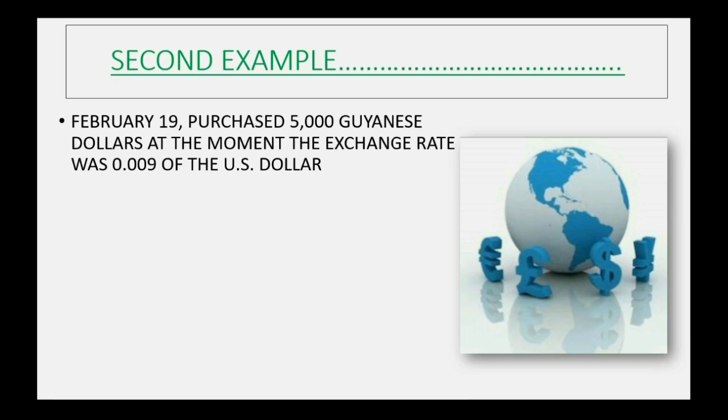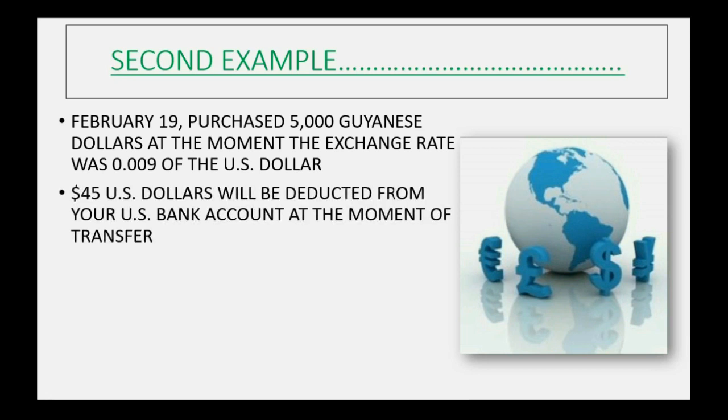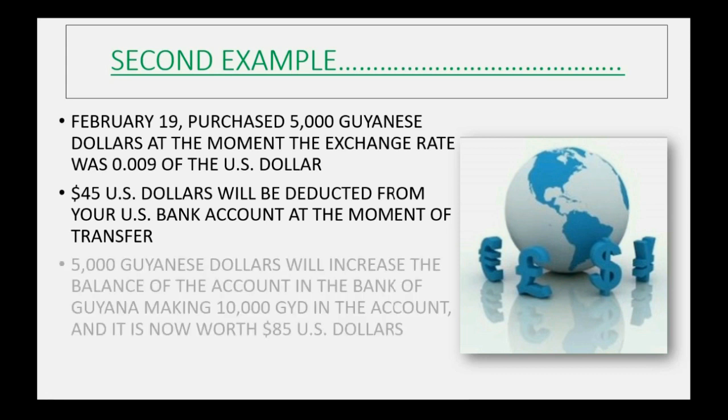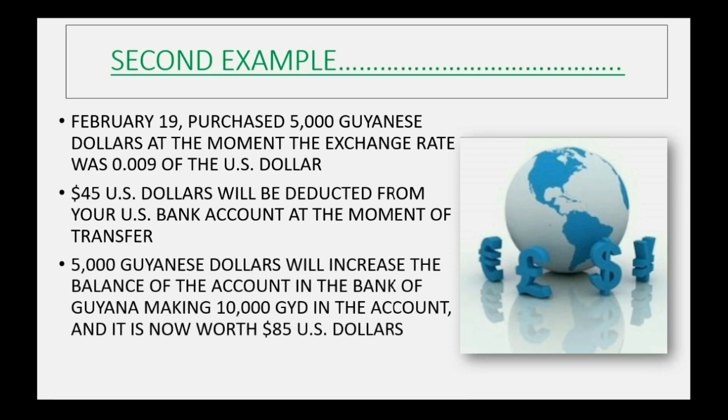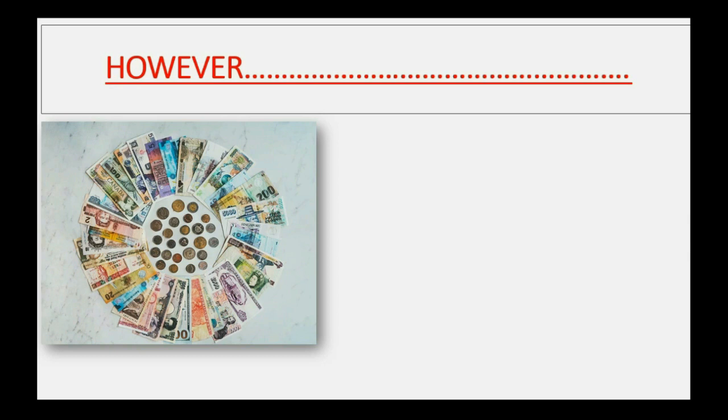Second example, let's imagine on February 19, we purchased 5,000 Guyanese dollars at the moment the exchange rate was 0.009 of the US dollar. 45 US dollars will be deducted from your US bank account at the moment of the transfer. 5,000 Guyana dollars will increase the balance of the account in the Bank of Guyana, making 10,000 Guyanese dollars in the account, and now the account is worth $85.